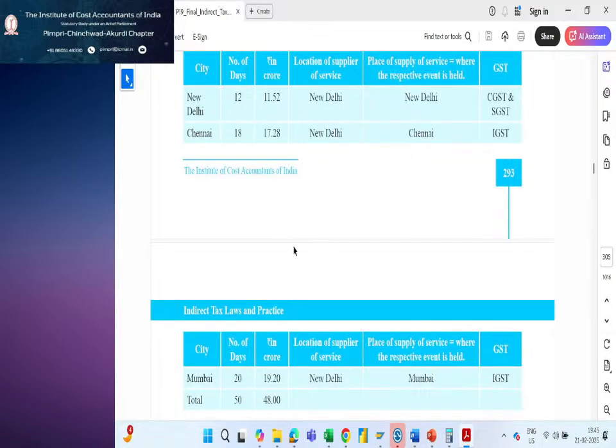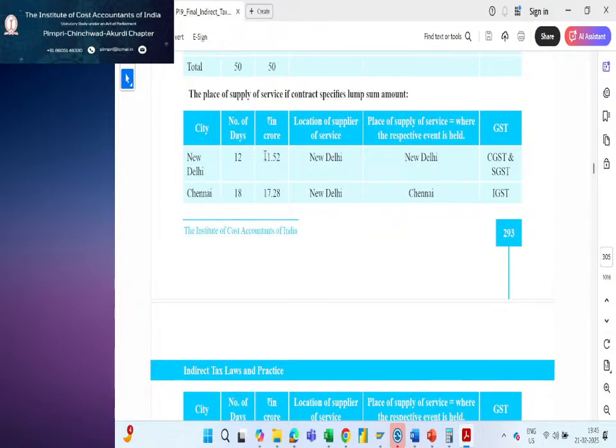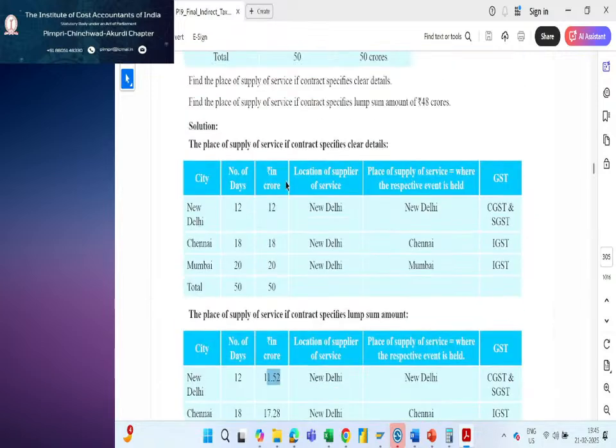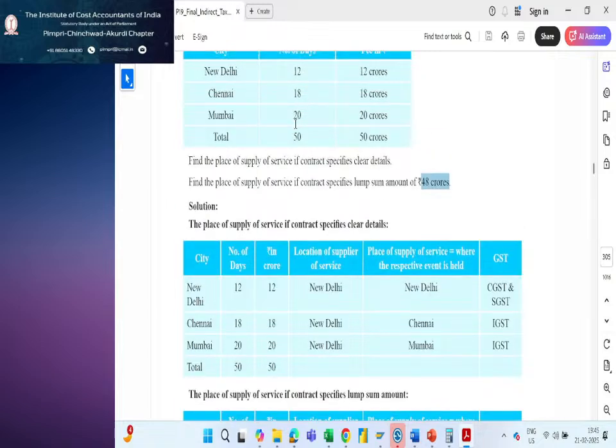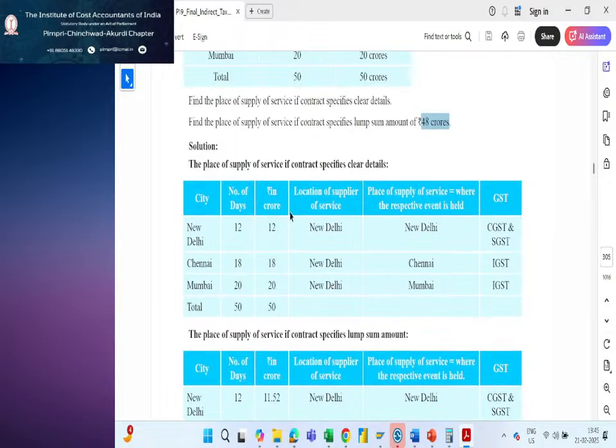So in the first case, 48 crores is there, and the number of days we know. So it is 48 into 12 divided by 50. On this proportion only we need to identify the tax payable amount. In the problem it is already given 48 crores and the number of days, that will be our proportion. So 48 into 12 divided by 50.